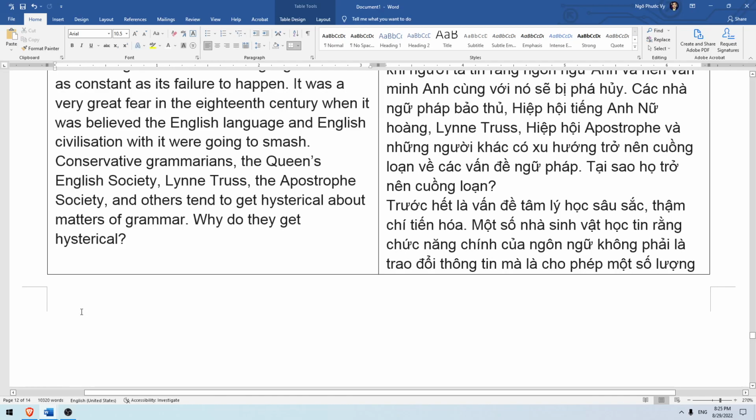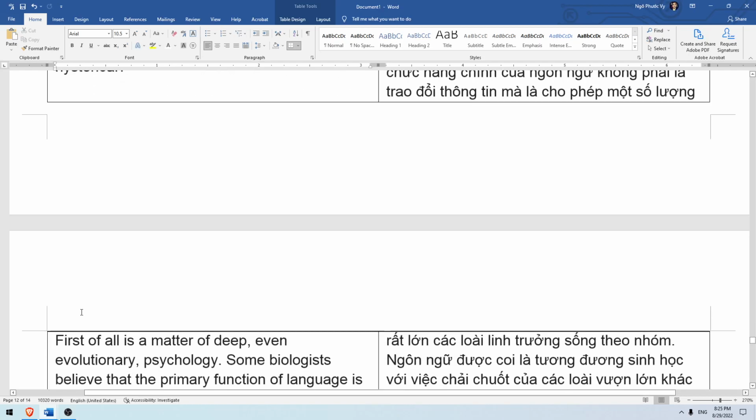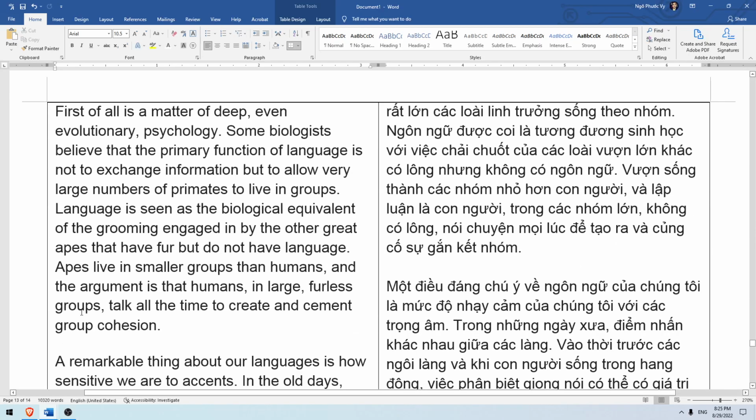Conservative grammarians, the Queen's English Society, and others tend to get hysterical about matters of grammar. Why do they get hysterical? First of all, it's a matter of deep, even evolutionary psychology. Some biologists believe that the primary function of language is not to exchange information but to allow very large numbers of primates to live in groups.